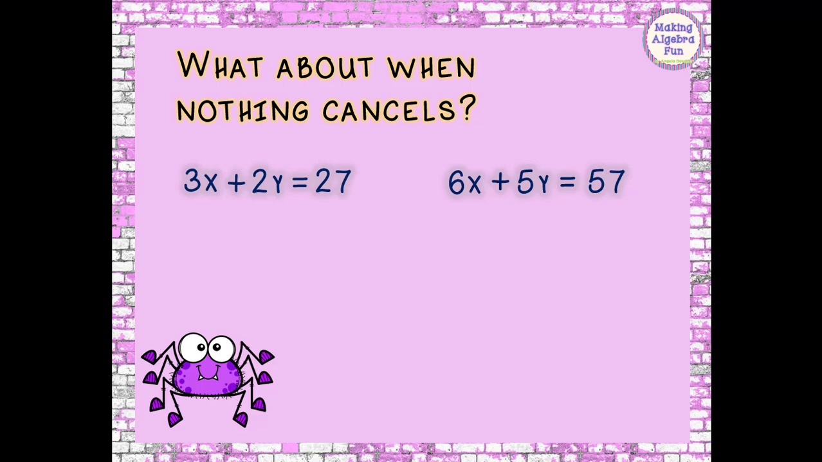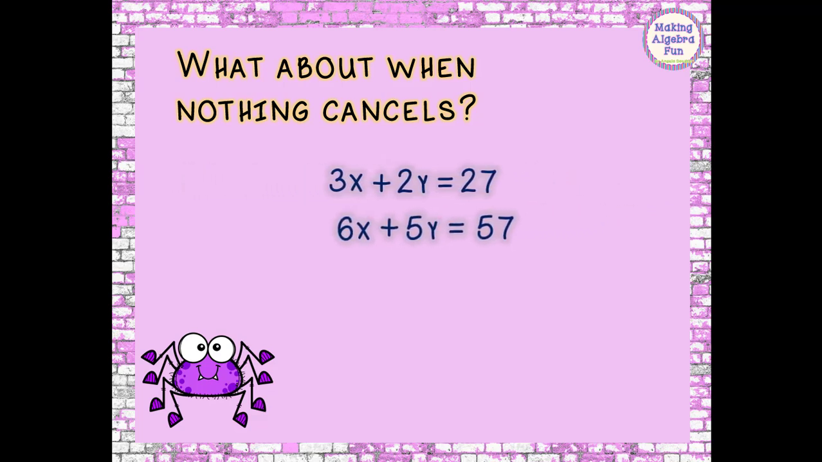Now, you may think that's great, but what happens when you line them up and nothing cancels? Okay, so these all look good, everything's lined up, but if we add these equations together, the x's won't cancel and the y's won't cancel. And so how do we use the elimination method with a system that looks like this?